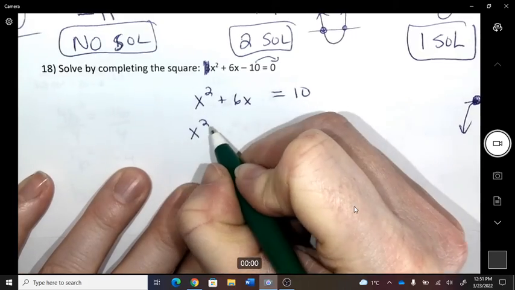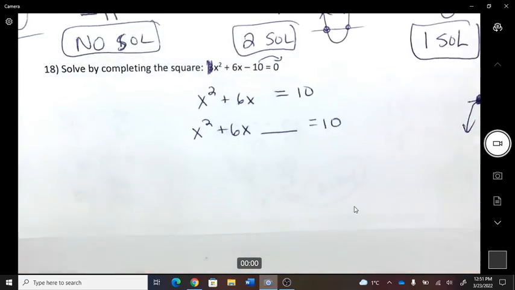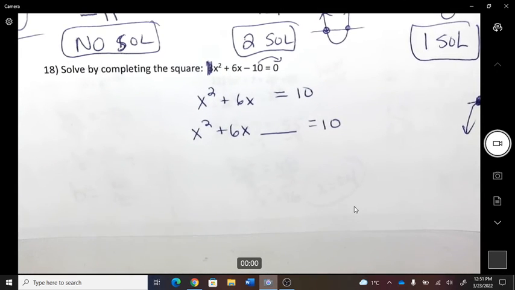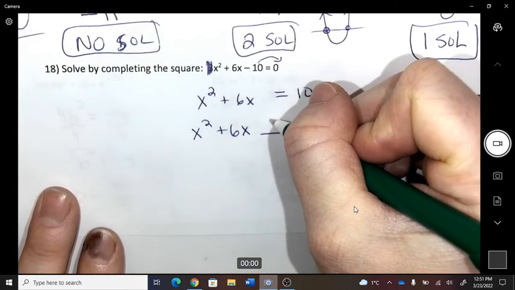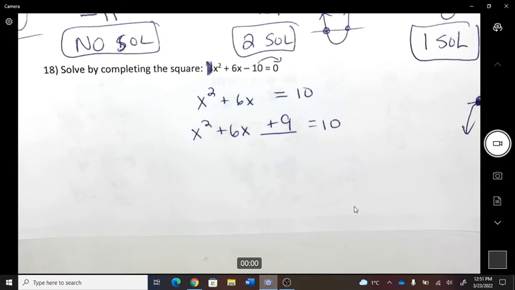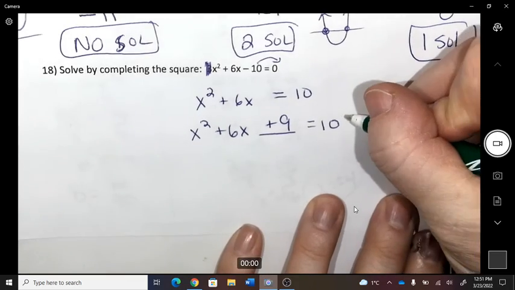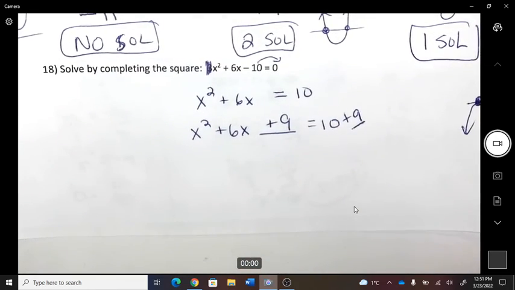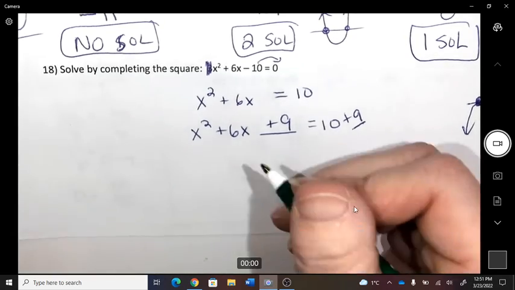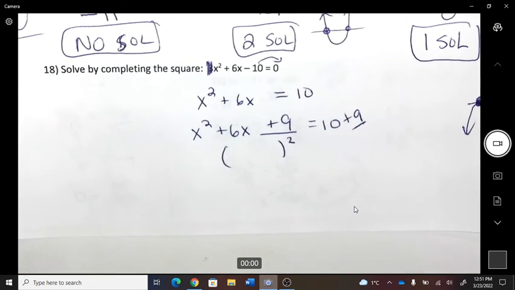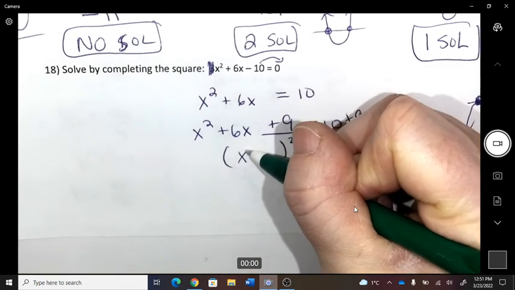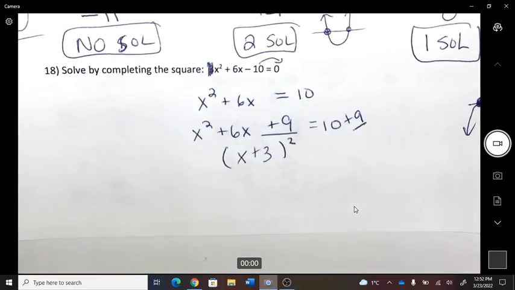Next, you're going to make your own trinomial. You got to make your own trinomial. Okay, you remember what you're doing in your head? You're dividing by 2 and squaring. You have something? Plus 9? Okay, that's something you created, right? So then it threw off the balance, so you have to add 9. Can you take this trinomial and write it as something squared? It's a perfect square now. So x plus 3, squared, right, equals 19.